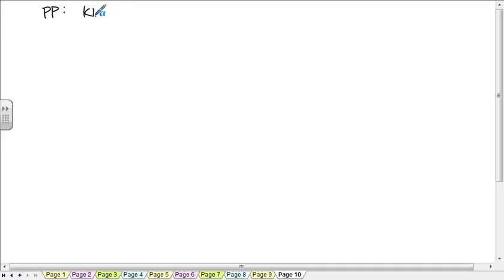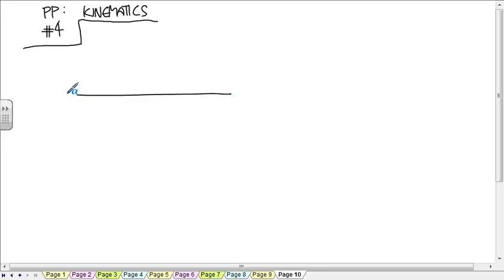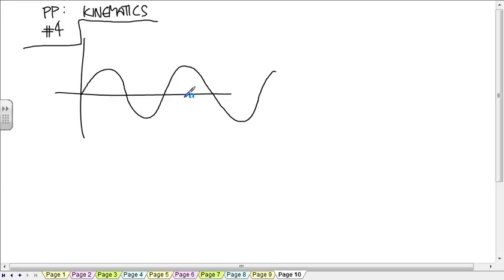So the practice problems on kinematics. Number 4. You have an object that is moving along the path y equals sine x. So it's following this path, and it says it's moving in the direction of positive x, as x is increasing. So it's going this way instead of the other way. The speed is constant at 3 meters per second.